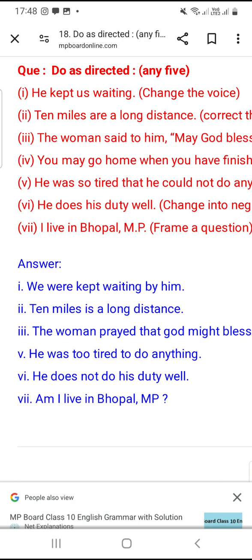For example, suppose this sentence is: I lived in Bhopal, MP. Then the answer will change: Did I live in Bhopal, MP? Because lived is past tense, right? This is how questions are framed.